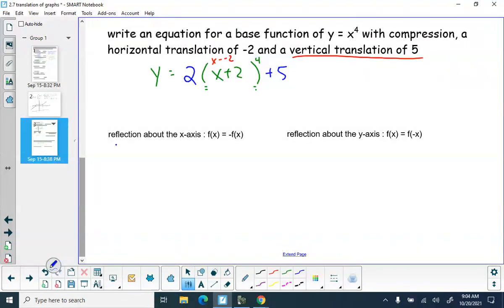When we have reflection about the x-axis, we substitute negative f of x in for f of x, or negative y in for y. When we have reflection about the y-axis, we substitute negative x in for x.